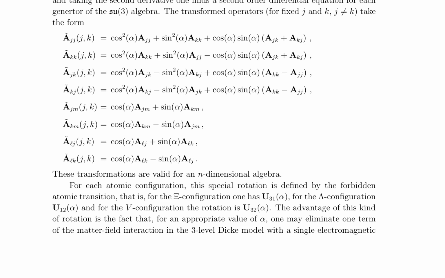The authors highlight the significance of this special rotation, which is defined by the forbidden atomic transition for each atomic configuration. For instance, the rotation U31, alpha, corresponds to the Xi configuration, U12, alpha, to the lambda configuration, and U32, alpha, to the V configuration. The advantage of this rotation lies in the ability to eliminate one term of the matter-field interaction in the three-level Dicke model with a single electromagnetic mode, for an appropriate value of alpha.